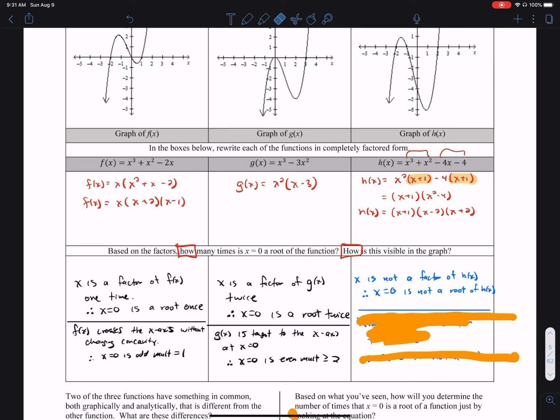X is not a factor of h of x. Therefore, x equals 0 is not a root of h of x. H of x does not contain the origin, which would be where the y value is 0 and the x value is 0, I should say. Therefore, x equals 0 is not a root.